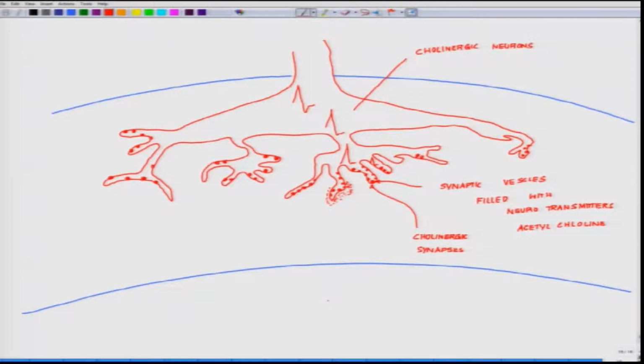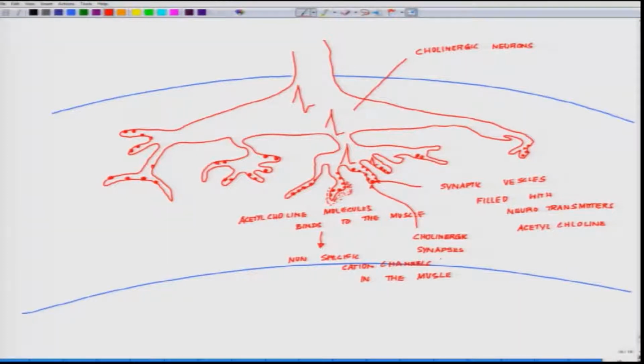These acetylcholine molecules bind to the muscle. That opens up non-specific cation channels in the muscle.